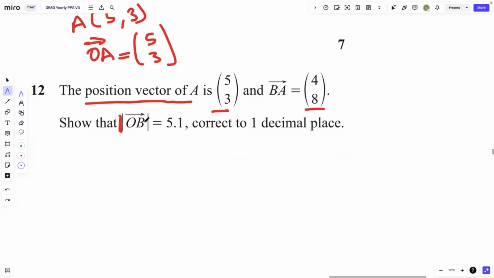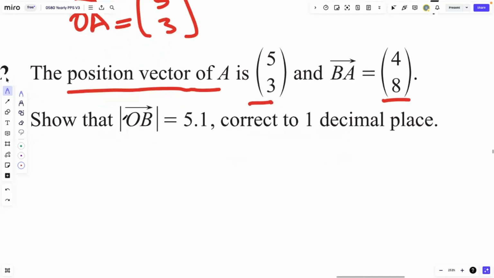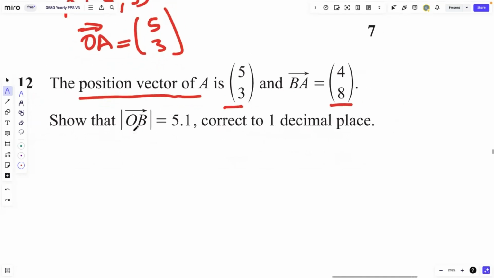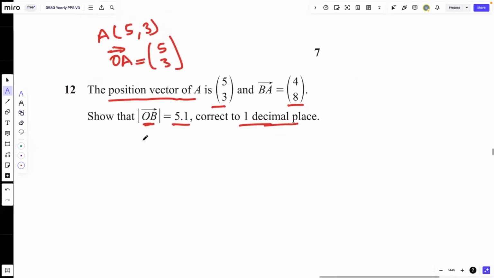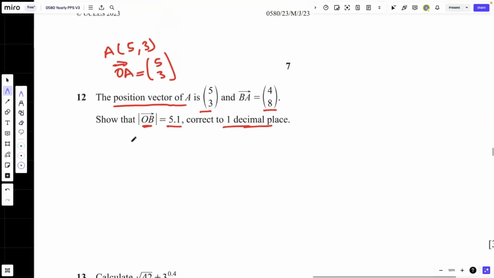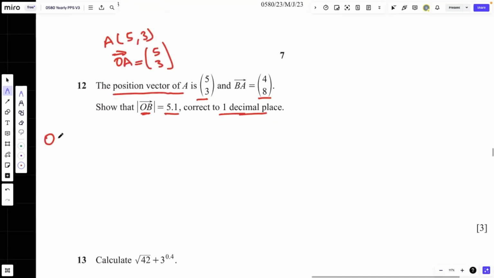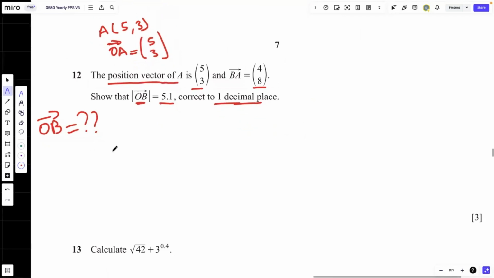what? Magnitude. When you see modulus in vectors, it means magnitude or length. The length of the vector OB is actually 5.1 correct to one decimal place. We're supposed to show that. But we do not have the vector OB. How are we supposed to find the length of that vector? So first thing is, what is the vector OB? We need to figure that out.